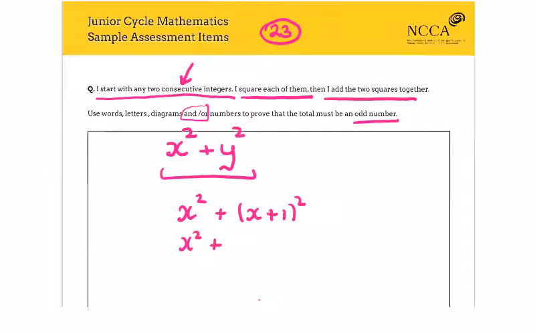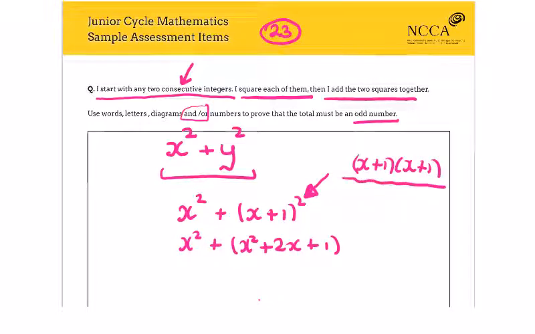X squared plus x squared plus x plus 2x, you should know this by now, plus 1. We don't need the bracket, but you should be able to square this at this point of third year. If you can't, and you want to take a little bit longer, just x plus 1 by x plus 1, and use whatever method you feel comfortable with to get to this answer here. So we're going to have 2x squared plus 2x plus 1. And we have to show that this is an odd number.